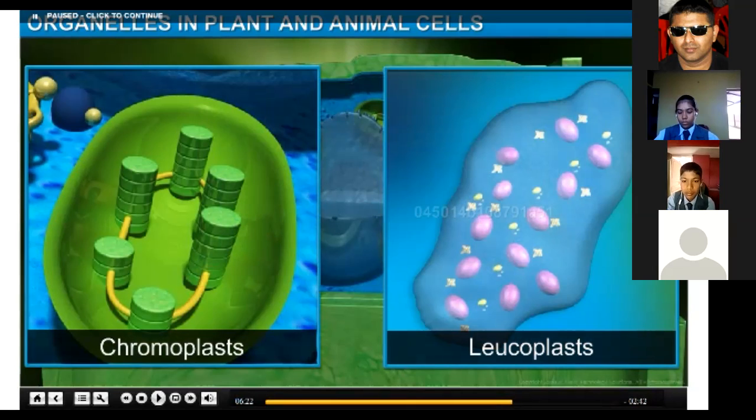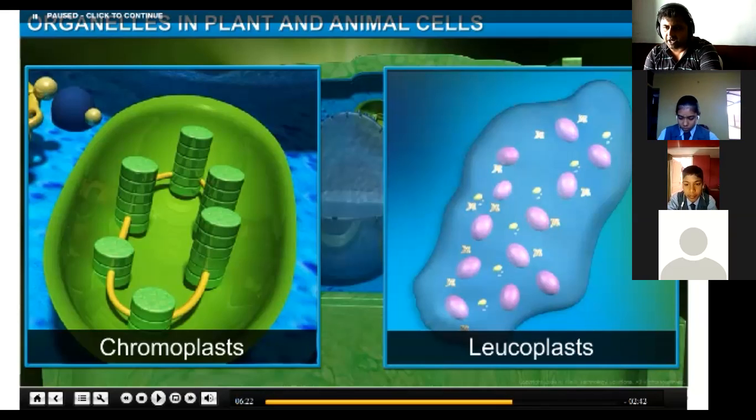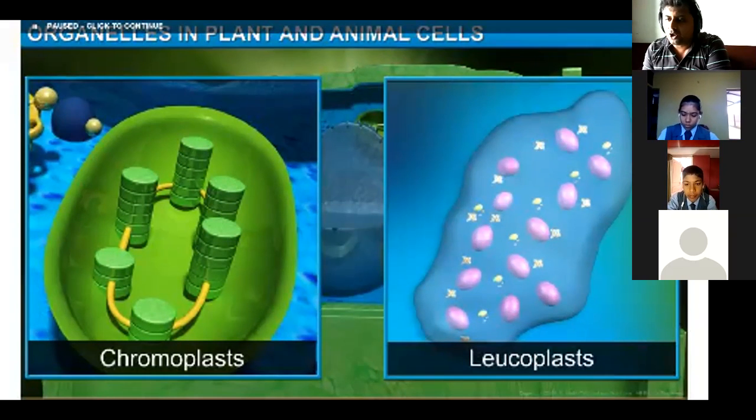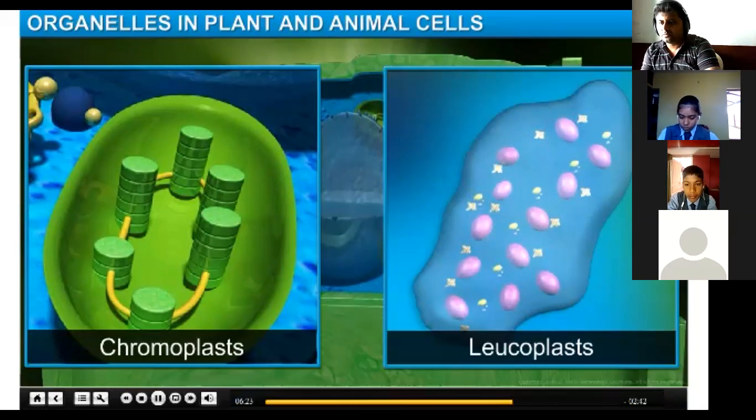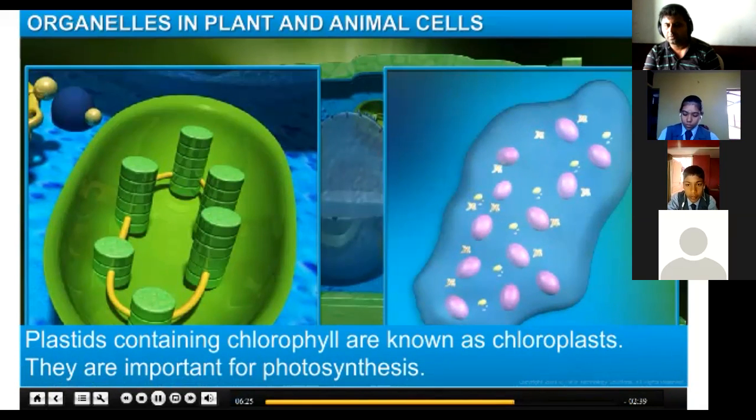In the plant cell, there are two types of plastids. Colored plastids are called chromoplasts, and colorless plastids are called leucoplasts. Plastids containing chlorophyll are known as chloroplasts.